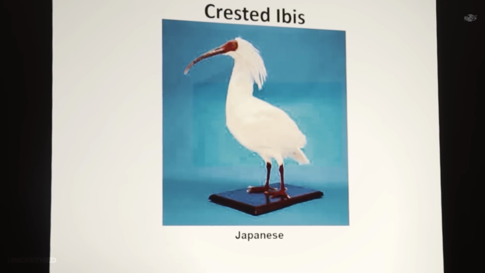We have the ibis bird itself. Yes, this is the regular ibis bird, which is Egyptian, and we still have it till now. But the king ibis bird, or the crested ibis, is mainly Japanese. And in Japan, what do they put in their flag? The sun.